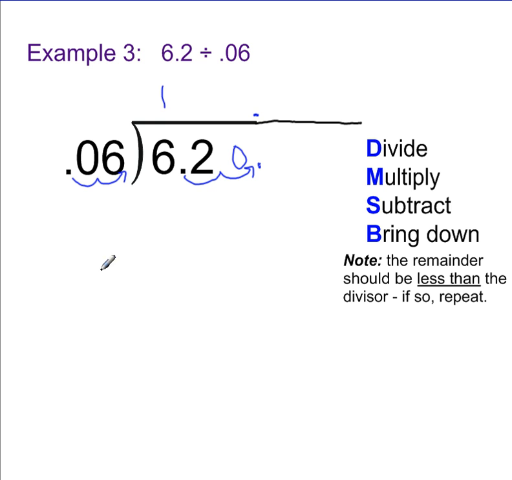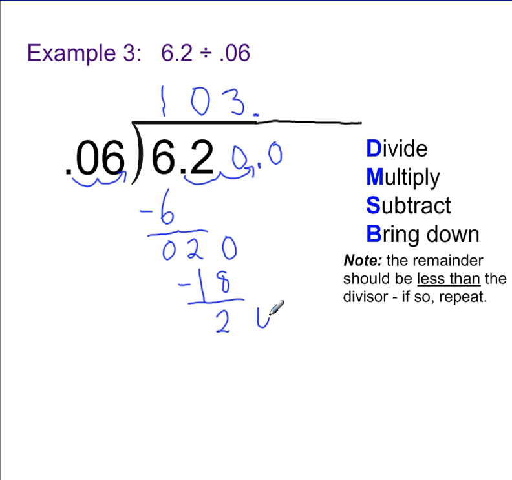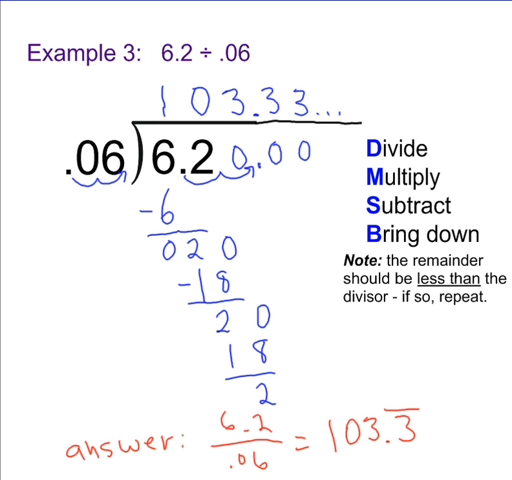6 into 6 goes once. After subtracting, I get 0. I bring down. 6 does not go into 2, so I need to have a 0 up here above the 2. That allows me to bring down another number. 6 into 20 goes 3 times. I got a remainder of 2 again. When I start getting repeating remainders, that means I'm going to be getting repeating decimals. So let me go ahead and show one more step. 103.3 repeating.